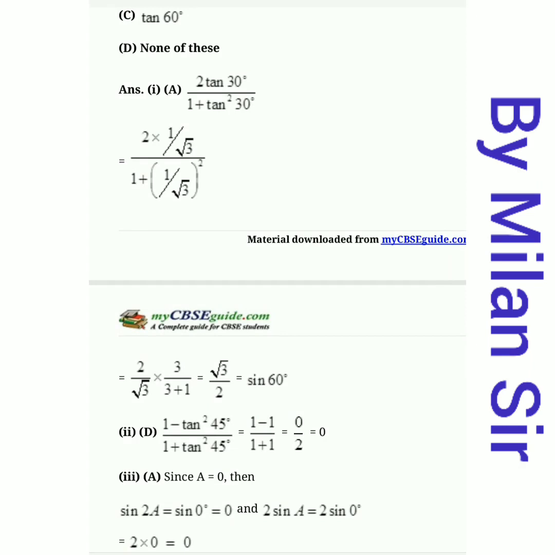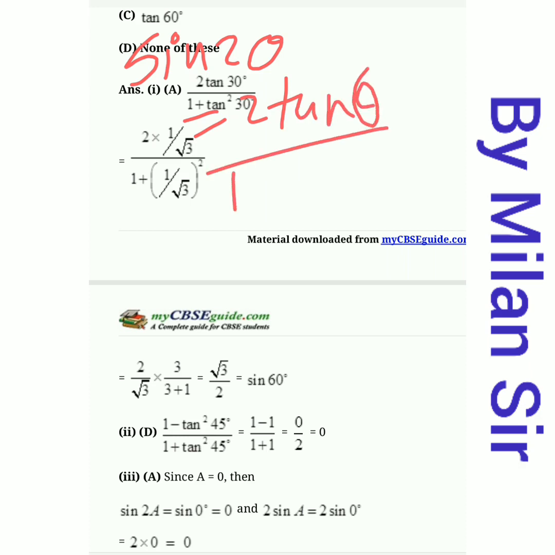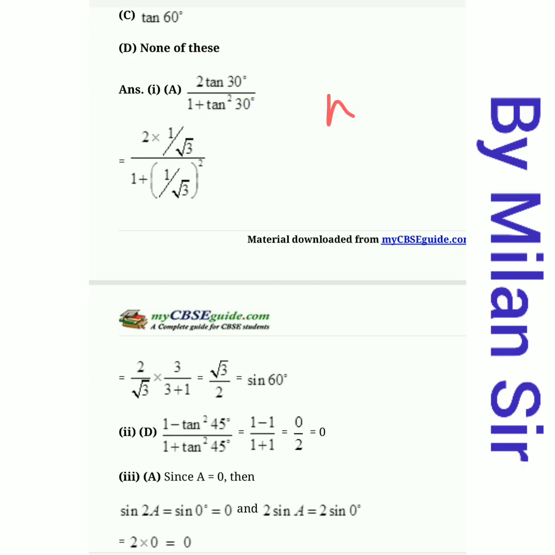Question number 2. In that, the first question: 2 tan 30 upon 1 plus tan square 30. I can tell you directly the answer, it is sin 60, because this is the formula of sin 2 theta. You will study in standard 11 science, sin 2 theta is equal to 2 tan theta upon 1 plus tan square theta. Here theta is 30, so the answer is sin 60. But this formula right now we cannot use here because this is in the syllabus of standard 11 science.